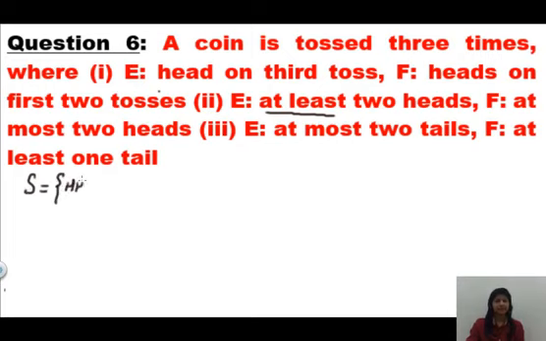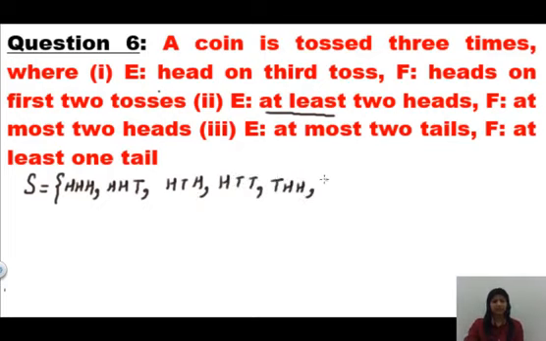We had the sample space as HHH, HHT, HTH, HTT, THH, TTH, THT, and TTT. So these are the 8 outcomes again that I have written.